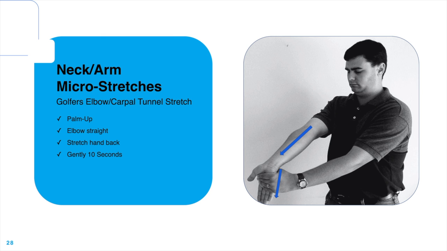The microstretch to avoid golfer's elbow is done this way, with the arm straight at the elbow, palm up, hand open. Tip your hand backward, adding a stretch by gently pulling on it with the other hand as shown. Hold the stretch gently for 10 seconds.